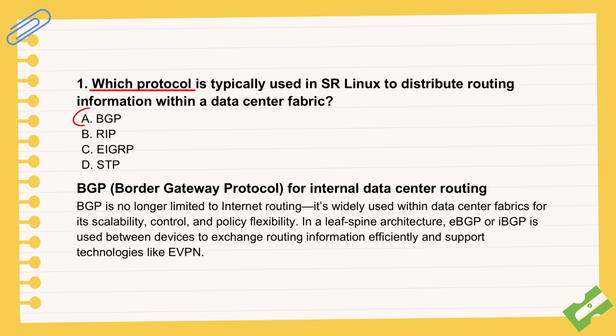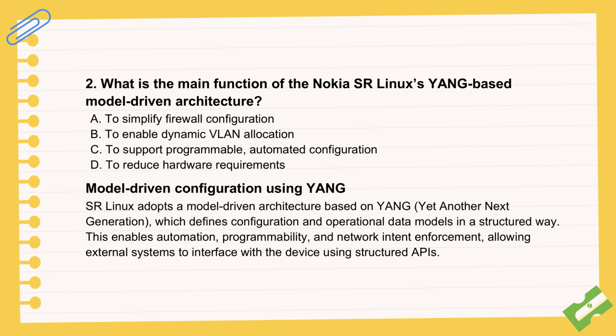You wouldn't really see RIP or EIGRP handling this kind of scale. Just think about the sheer number of switches, the connections. BGP handles that complexity and manages all those routes efficiently. It's a much better fit than older protocols that might struggle in these dense environments. So this internal BGP creates a really consistent and manageable routing layer across the whole fabric. Makes sense. Okay, moving to question 2.